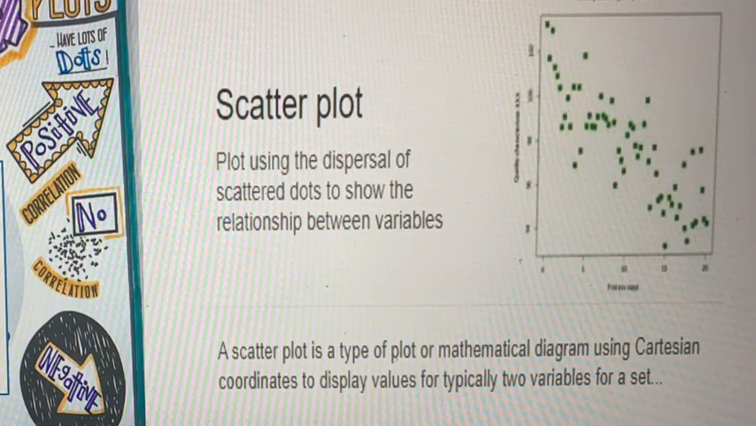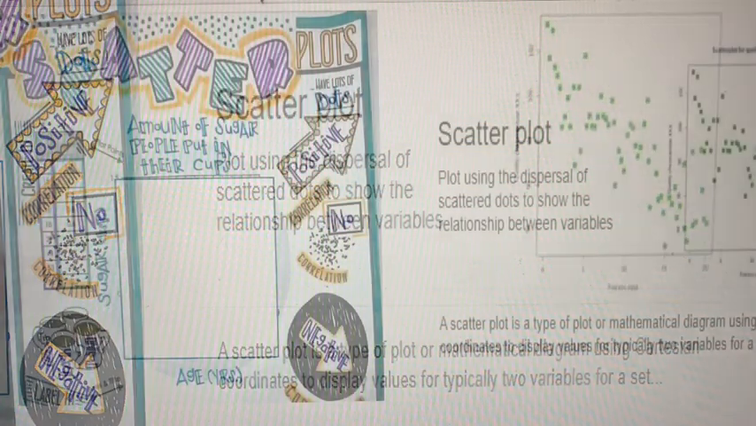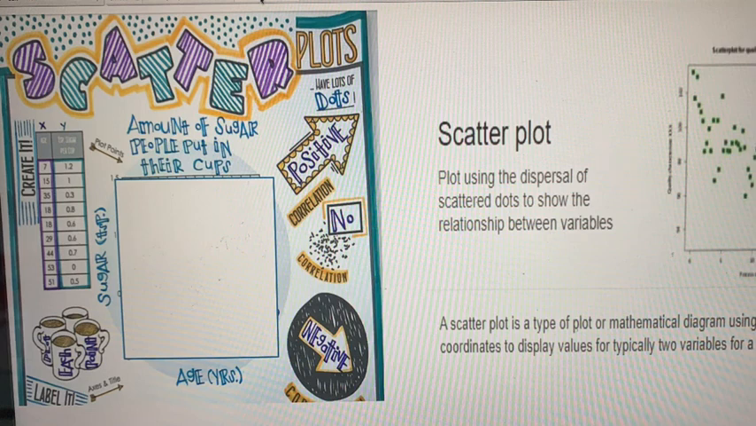Today we're going to talk about scatter plots. Well, what is a scatter plot? I know to scatter means to throw things around, and plot in math terms is to put points on a coordinate grid. So a scatter plot is showing a relationship between those two variables on a coordinate grid. We can have positive correlations, no correlations, or negative correlations.